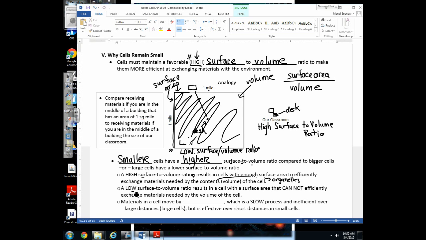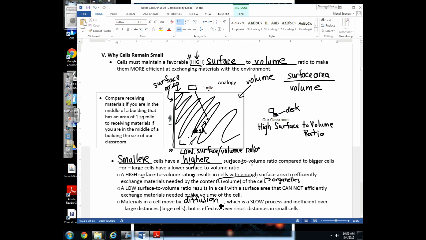There's simply going to be too much cell content, and all that content is needing materials. And the cell membrane can't hold that demand of bringing in the needed materials and getting rid of the needed waste when the volume of the cell is really large. For our analogy, we talked about the package being walked to your desk, or you're walking to go get the package. But in a cell, materials are moved by the process of diffusion.